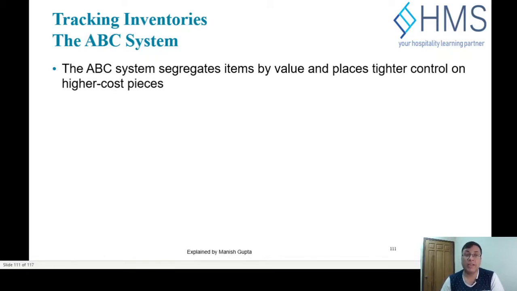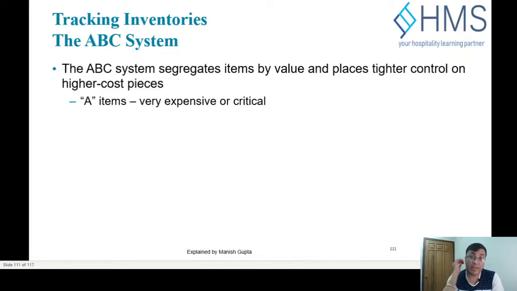So you basically segregate all your inventory items into three segments: A, B, and C. A being the high-value, very expensive items, or items very critical to your operations. They may be cheap, but they may be very critical to your operations. So the A items are very expensive and very critical. So you have a laser focus on the inventory of these items, the reorder level of these items, and also the quality of these items.